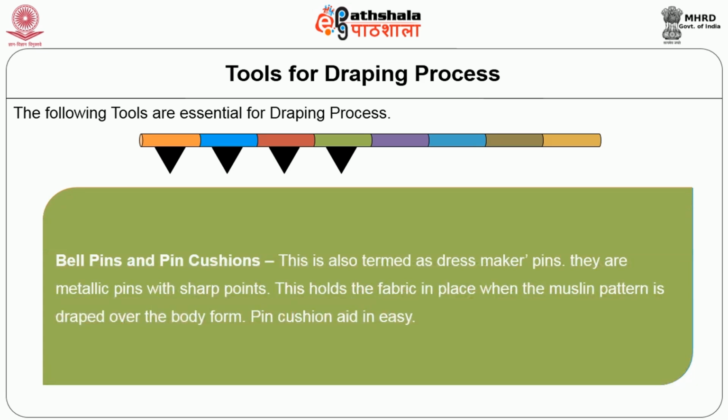We also need bell pins and pin cushions. Bell pins are also termed as dressmaker pins. They are metallic pins with sharp points and are smaller in size. This holds the fabric in place. When the muslin pattern is draped over the body form, the pin cushion comes in handy.